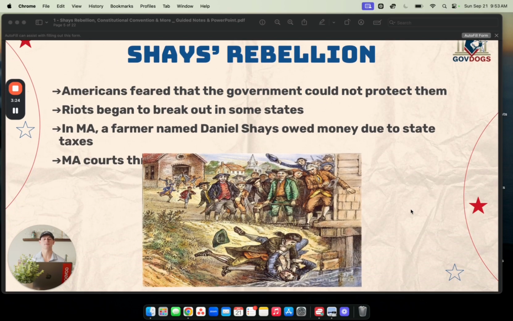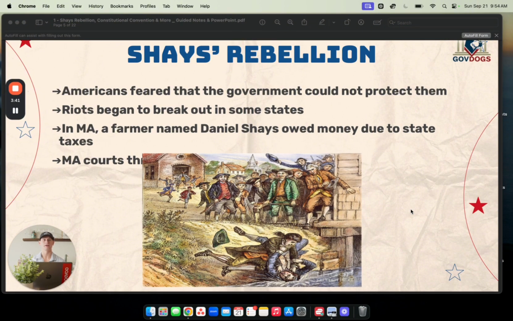So when this happens, a lot of Americans are going to have a negative outlook on the future. A lot of Americans feared that the government couldn't protect them. Riots broke out in a lot of states. Okay? In Massachusetts, a farmer named Daniel Shays owed money due to state taxes, and the courts threatened to take his farm away.